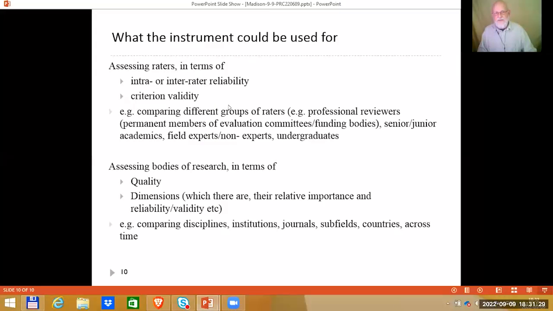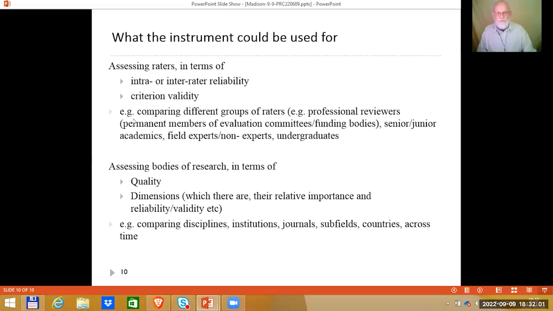So we mean that this instrument could be used for two main purposes. The first is to assess the accuracy of raters in terms of, as we said, their reliability. We could also compare their performance in relation to some sort of criterion to assess their criterion validity. So that they are not assessing other things than what we want them to assess.